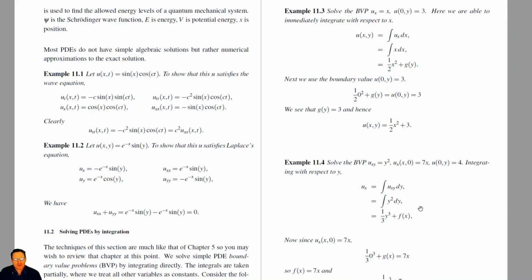Okay, so example 11.2. Let u of x and y be e to the minus x sine of y. Show that this u satisfies Laplace's equation. Okay, so the Laplace equation, remember, was nabla squared of u is 0. So we take our partial derivatives. We get uxx is e to the minus x sine of y, and uyy is minus e to the minus x sine of y. So if we add those two together, we get 0. They vanish. And so there is Laplace's equation, u double x plus u double y equals 0.